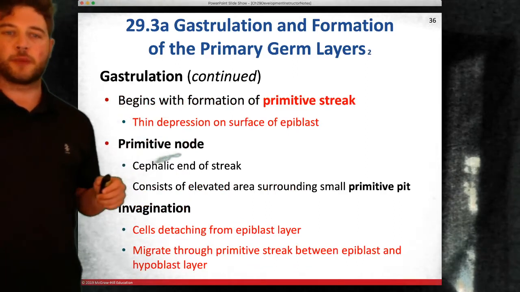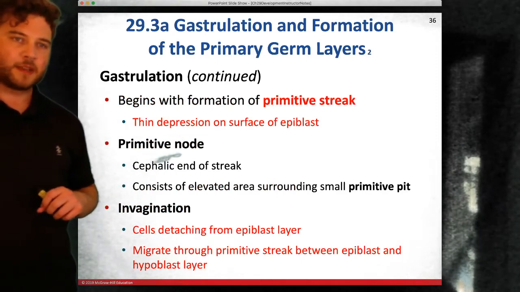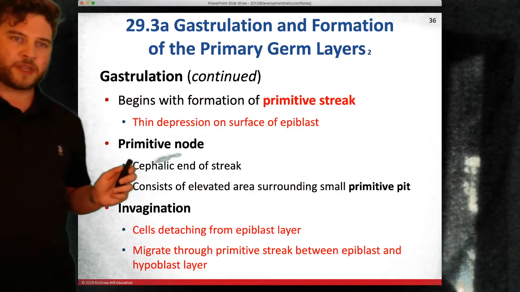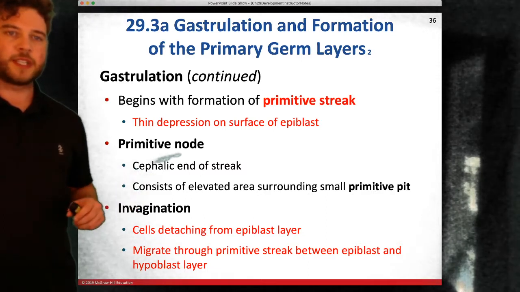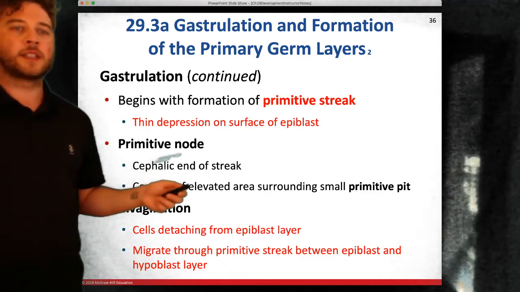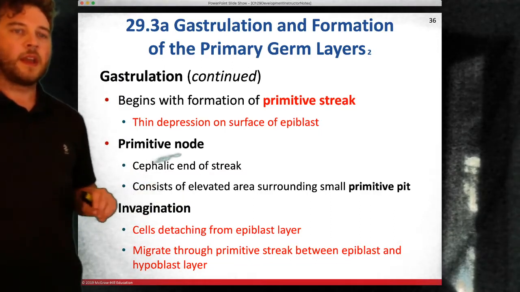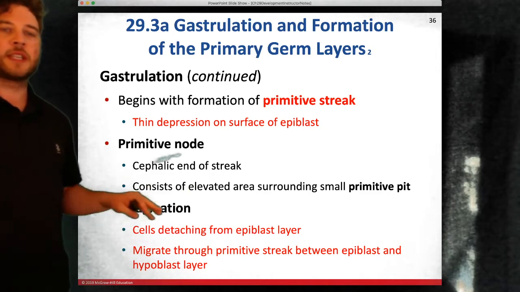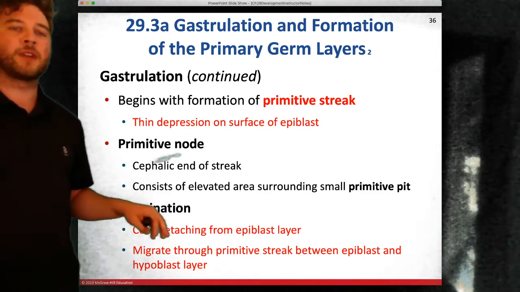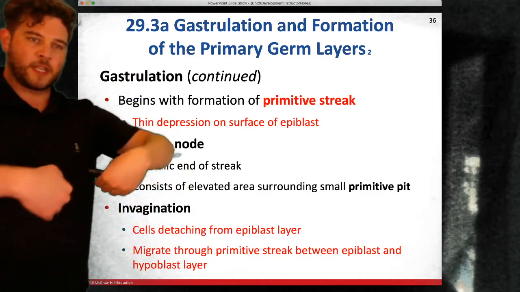Gastrulation begins with the formation of the primitive streak. It's a thin depression on the surface of the epiblast. You have your primitive node, which is the cephalic end of the streak, up towards the head, consists of the elevated area surrounding the primitive pit. During invagination, the cells detached from the epiblast layer migrate through the primitive streak between the epiblast and hypoblast layers, so it's kind of going in between.